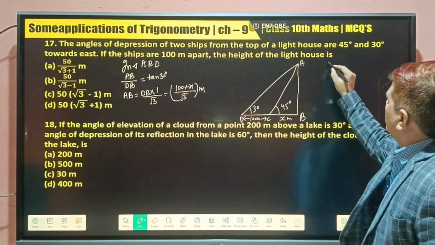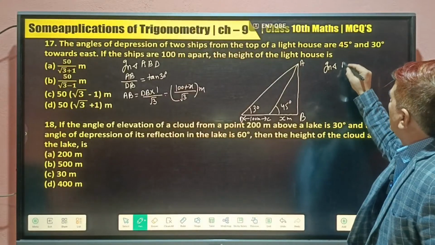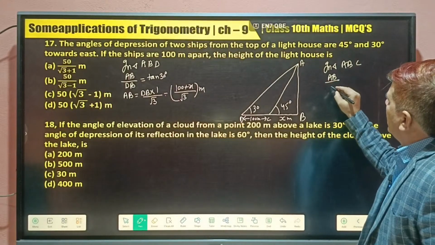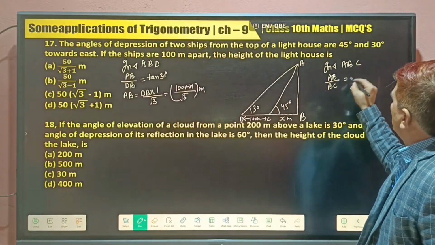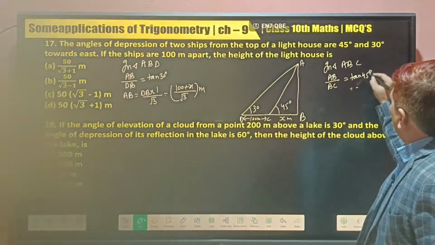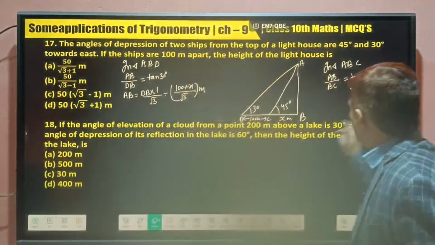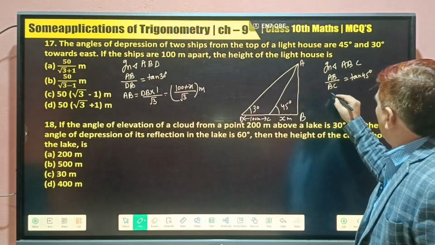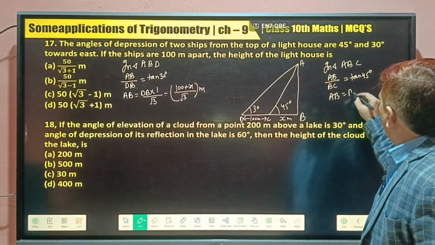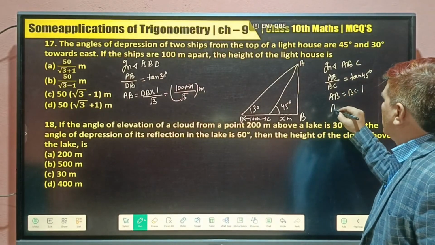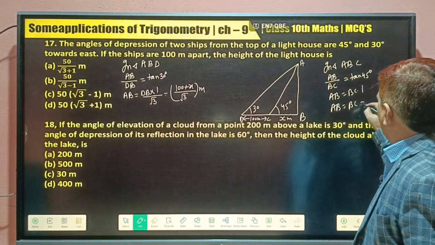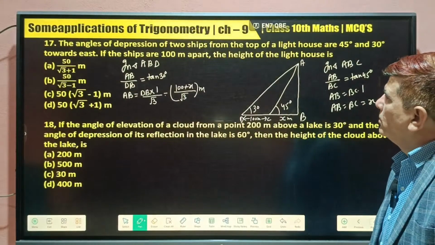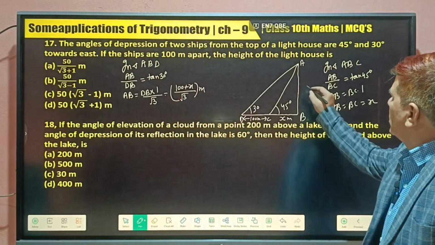Now in triangle, which triangle? ABC, AB by BC is equal to tangent 45 degree. What's tangent 45 degree? So what's your AB? AB equal to BC, tangent 45 here. So AB equal to BC and which is equal to x. X is the height. So this is x meter.